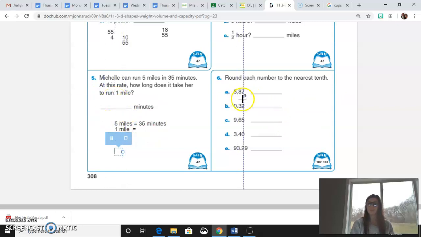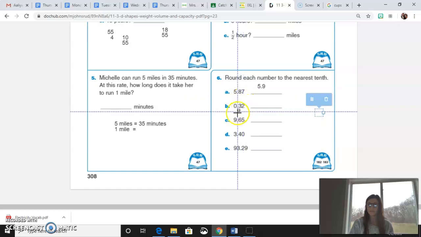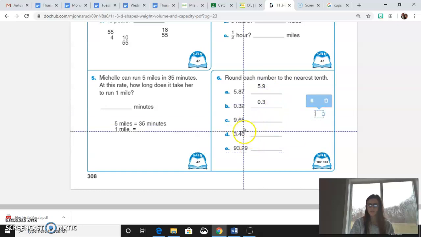For the next one, round each number to the nearest tenth. In your 10th spot, it's always the number right after the decimal. So here it's your 8. Is it going to be 5.8 or 5.9? You need to look at the next number after it and tell yourself, okay, if it's 5 or higher, we're going to round up. So for this one, your answer is going to be 5.9 because you rounded that 8 up to a 9. The next one, 0.3 or 0.4. Well, I'm going to look at that next number, that 2. That's less than 5. So my answer is going to stay at 3, 0.3. Okay, and you can do the next 2 or 3 on your own.